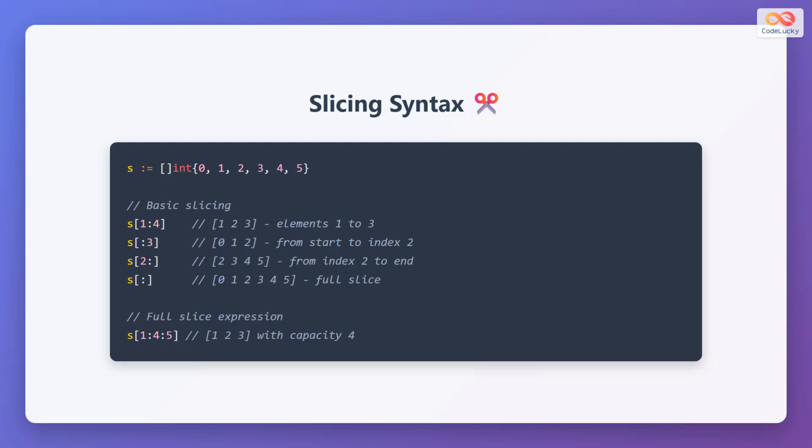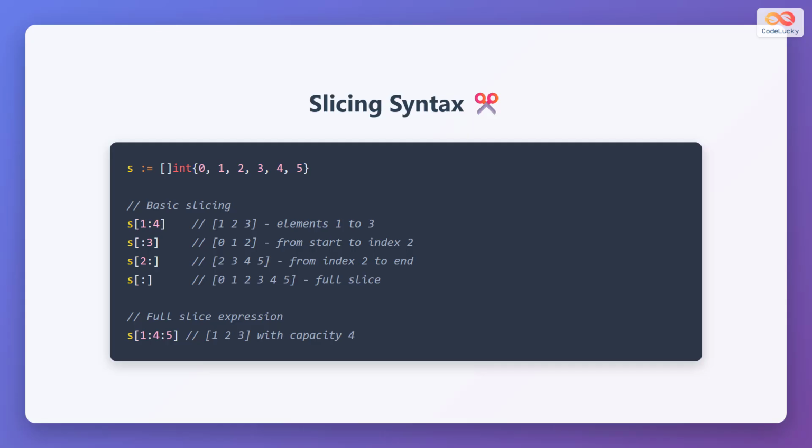To create a slice from the start of the slice up to a specific index, you can omit the start index and just specify the end index. For example, S[:3], which gives 0, 1, and 2. To create a slice from a specific index to the end of the slice, omit the end index and specify the start index. For example, S[2:] creates a slice containing elements from index 2 to the end, which will be 2, 3, 4, and 5.